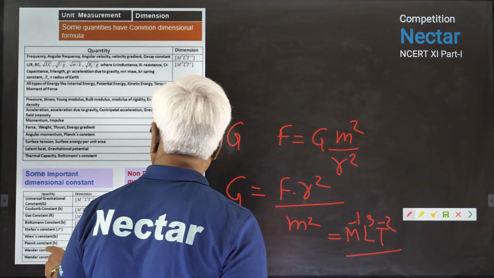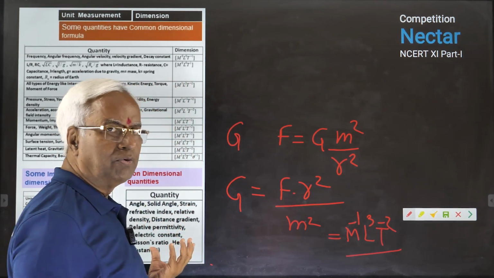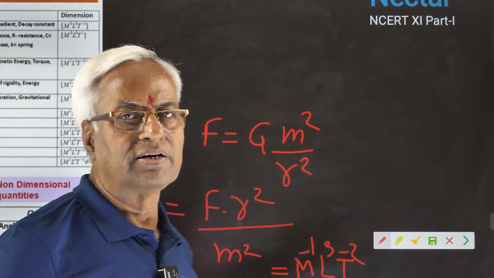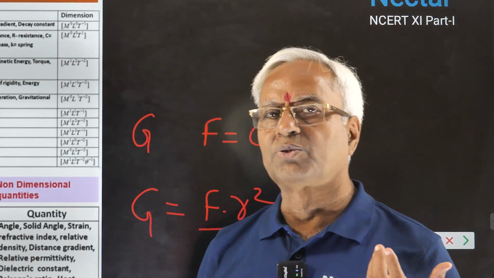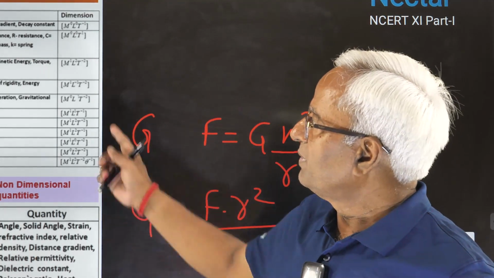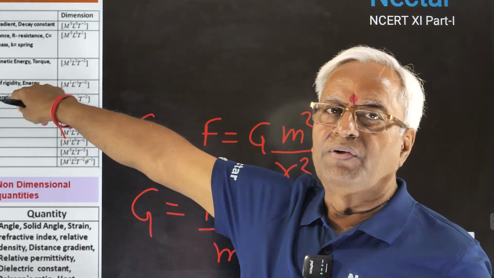Universal constants are given here. And some quantities have no dimension, like angle, solid angle, refractive index, coefficient of friction, relative density. So that should also be in your mind. From that point of view, you can avail this table.